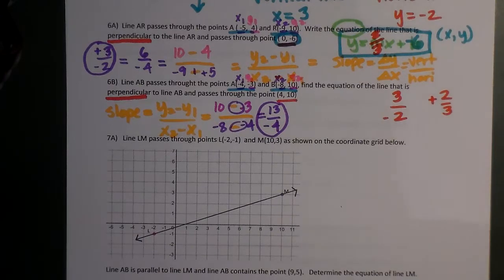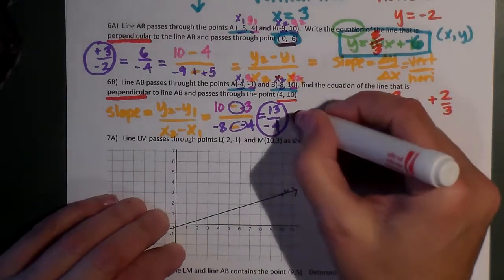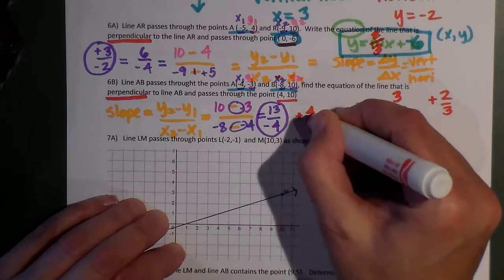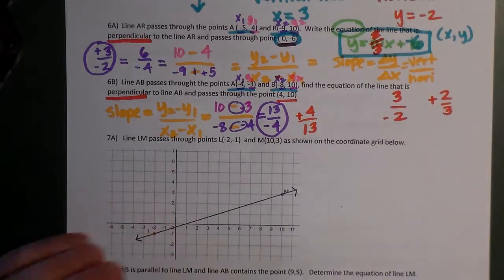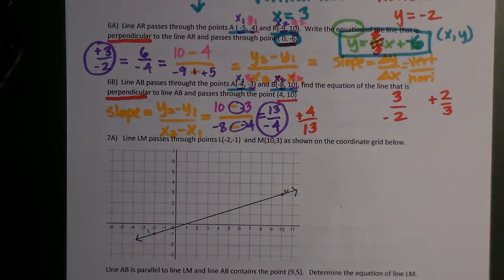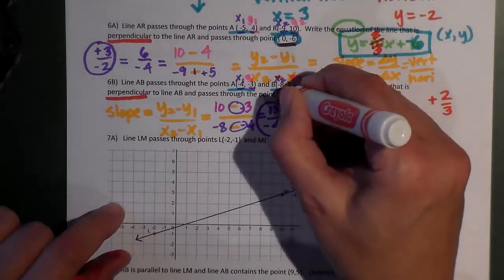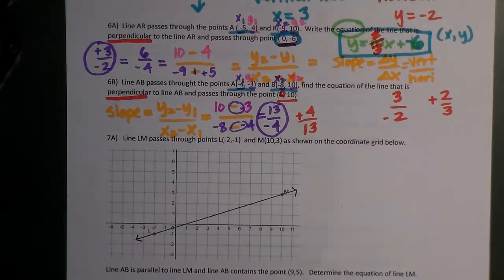So if I want to find my perpendicular, instead of it being negative, it's going to be positive 4 over 13. Okay, 4 over 13. And I'm going to go ahead and make this a 0 to make this easier.